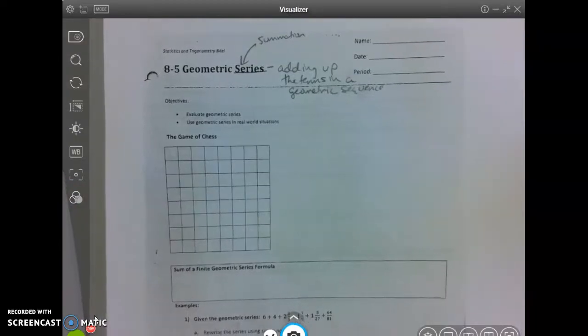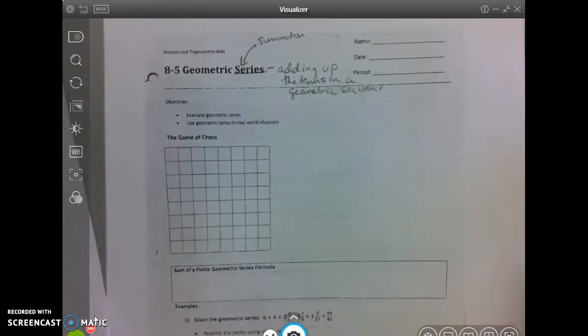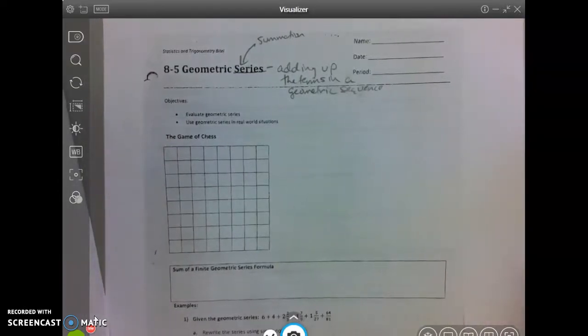And I like to introduce geometric series with this story that has to do with the king of Persia. He got to meet the guy who invented chess, and he just thought that chess was the coolest game ever. So he offered the man who invented the game of chess, he said, you can have anything you want, anything at all, I'll give it to you. And so the guy who invented chess, of course, he didn't just say something simple. He had to make what he said something that the king would have to think about.